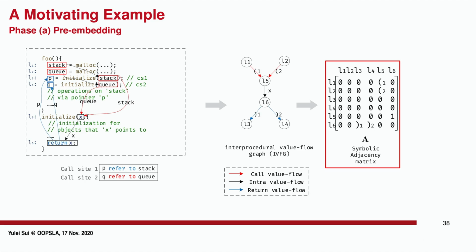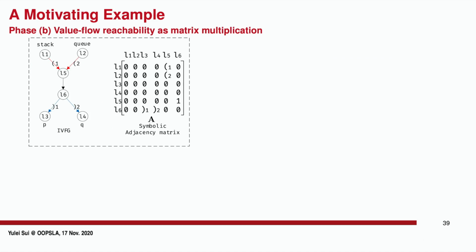The IVFG is then transformed to a symbolic adjacency matrix A, with 0 and 1 denoting intraprocedural non-reachable and reachable relations between two nodes. The interprocedural calls and returns are represented using the parenthesis symbols. In the matrix A, we formulate the value flow reachability between any two nodes using matrix multiplication. The h-th power of matrix A, defined in this formula, is used to represent the h-order reachability.